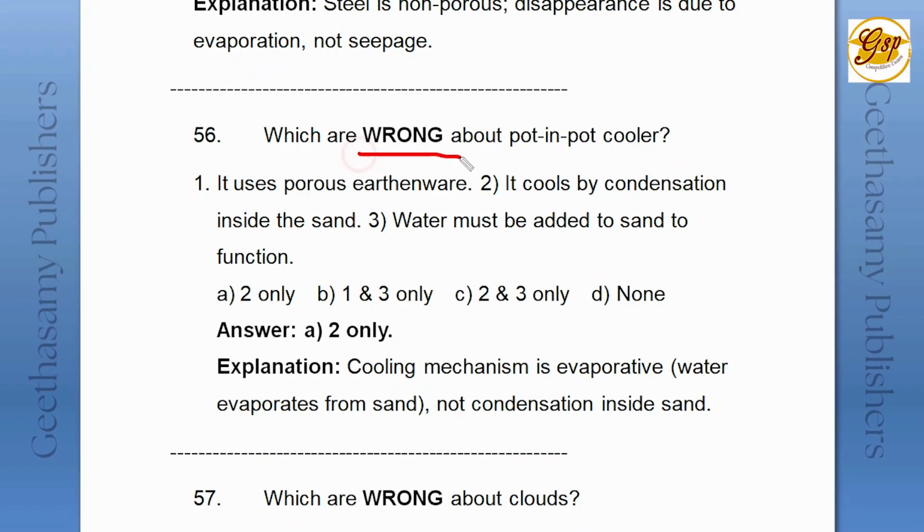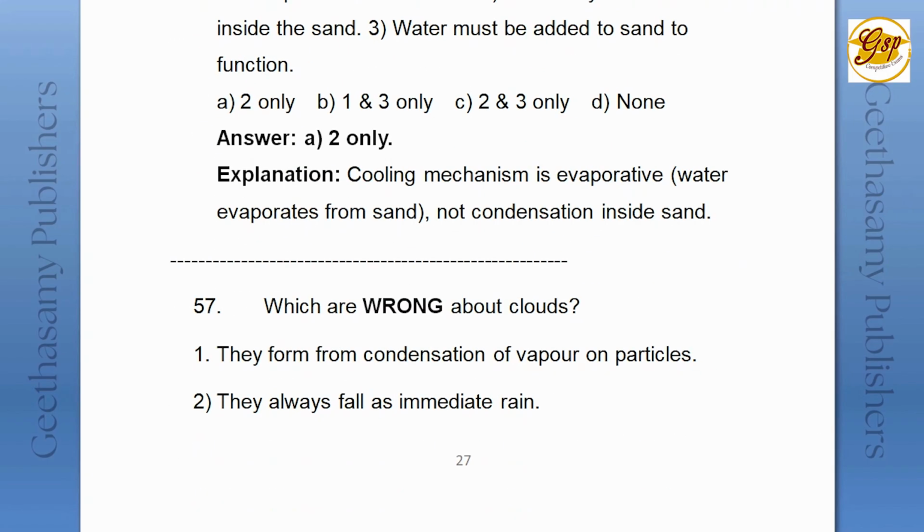The 56th question, again about what is wrong about the pot in pot cooler. 1. It uses porous earthenware. 2. It cools by condensation inside the sand. 3. Water must be added to the sand. The options are 2 only, 1 and 3, 2 and 3, none. The answer is 2 only. The explanation: the cooling mechanism is evaporative. Water evaporates from the sand, not condensation inside the sand.